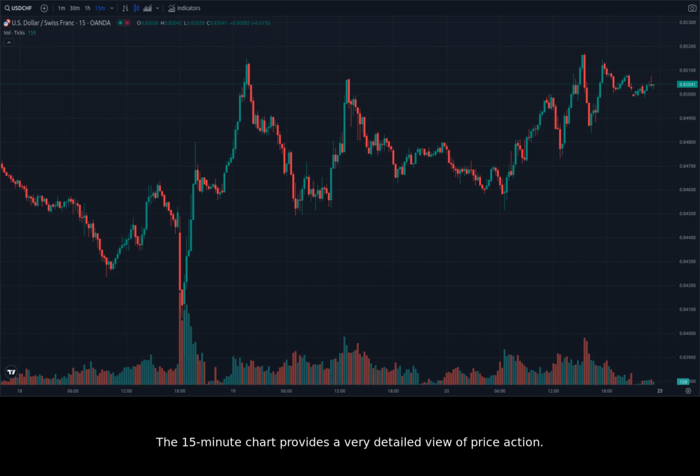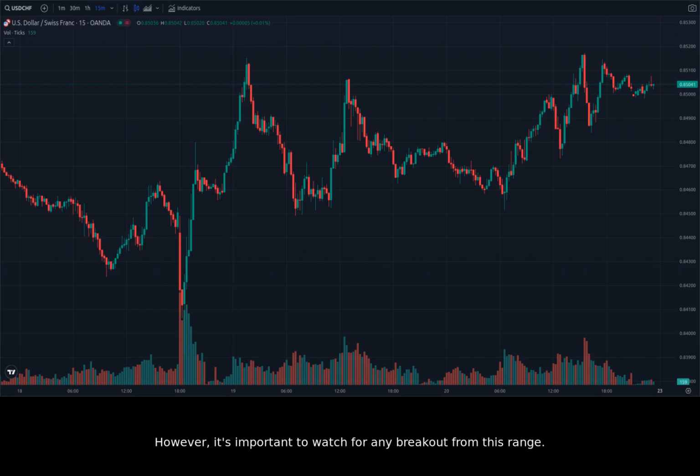The 15-minute chart provides a very detailed view of price action. We can see that the price has been fluctuating within a narrow range, creating a consolidation pattern. This consolidation suggests that buyers and sellers are currently in a state of equilibrium. The price is currently trading near the midpoint of this range, making it difficult to predict a clear direction.